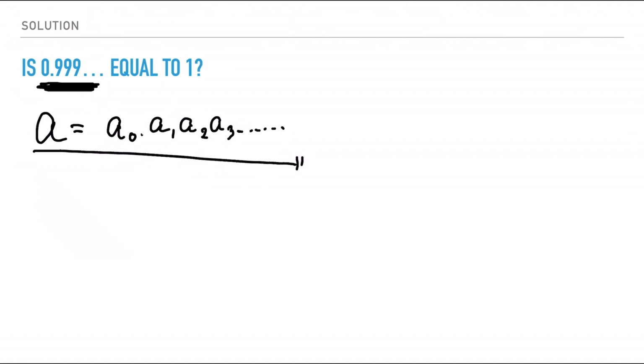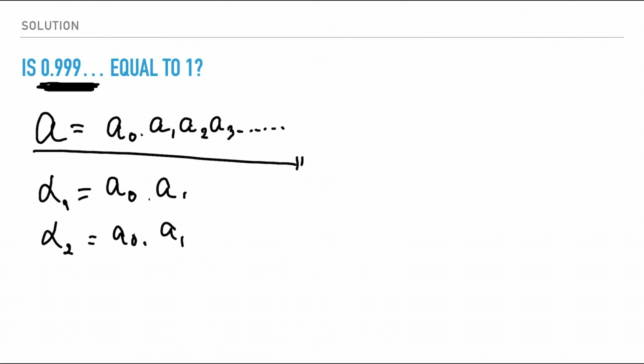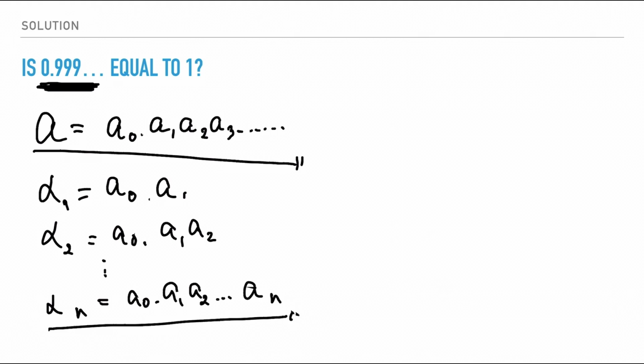We will notice that a seems to be similar to the limit of the following sequence as n approaches infinity. Let's call the terms of the sequence alpha. So alpha sub 1, let's suppose that is a sub 0 point a sub 1. Alpha sub 2 is a sub 0 point a sub 1, a sub 2, and alpha sub n equals a sub 0 point a sub 1, a sub 2, up until a sub n.